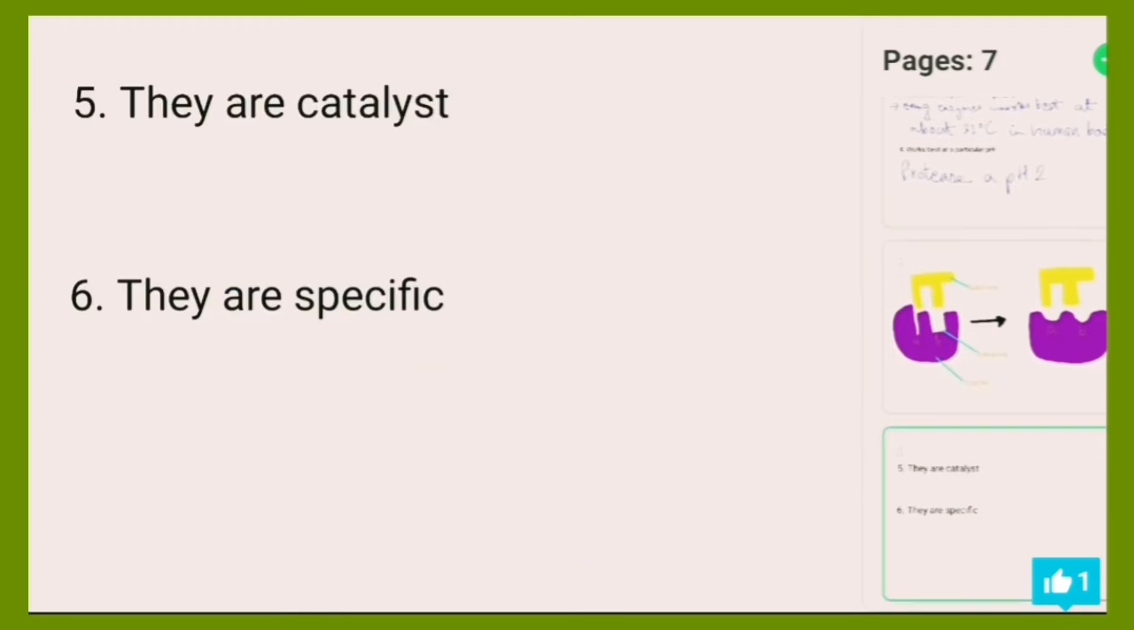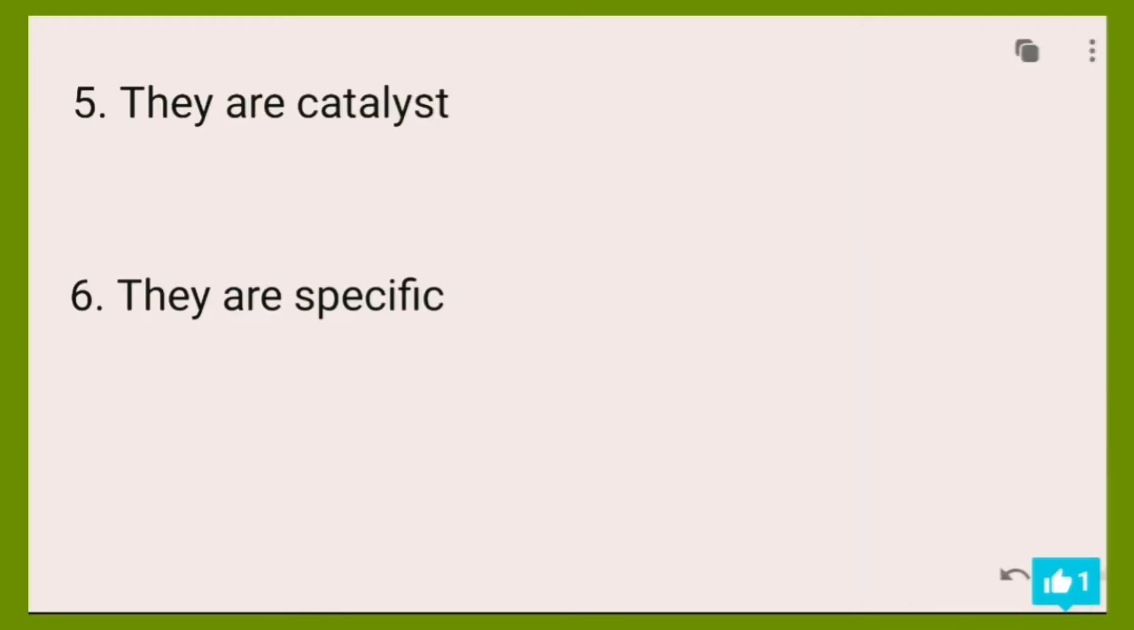Next up, number 5, they are a catalyst. We all know that. Number 6, they are specific. One kind of enzyme only works on one kind of molecule. They do not work with others. Protease works with protein, amylase works with starch. You do not see amylase working with protein ever.